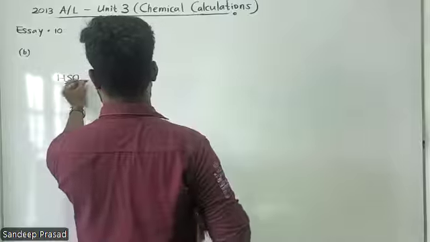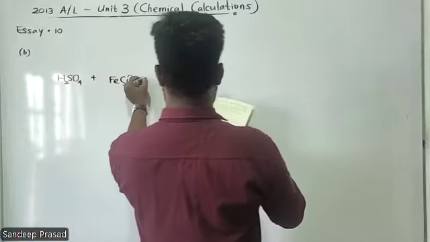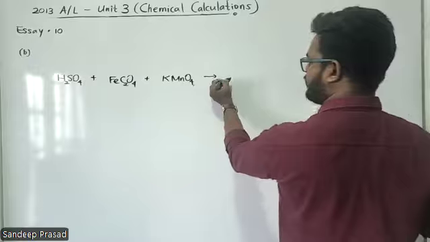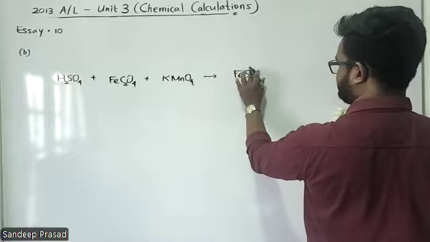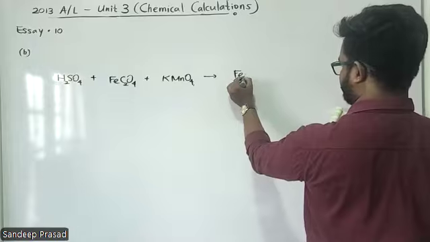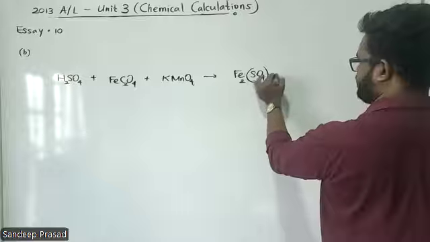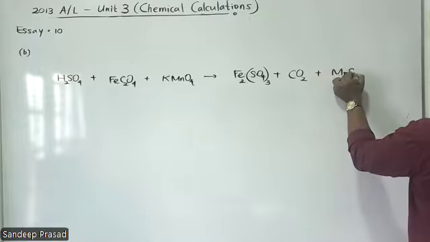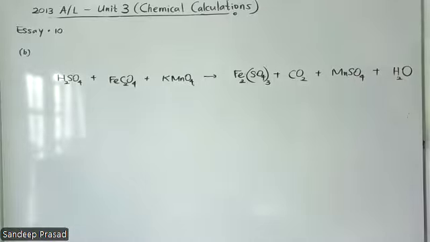Sulfuric acid is reacting with ferrous oxalate FeC2O4 and potassium permanganate, producing ferrous sulfate converted into ferric sulfate, oxidation, right? Fe2(SO4)3, carbon dioxide, manganese sulfate plus water. Now do the balancing part.